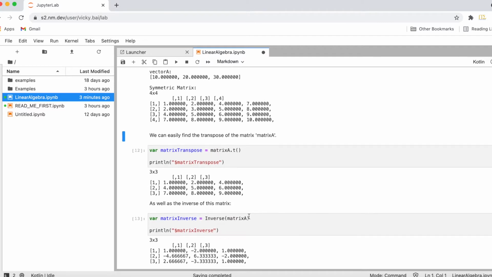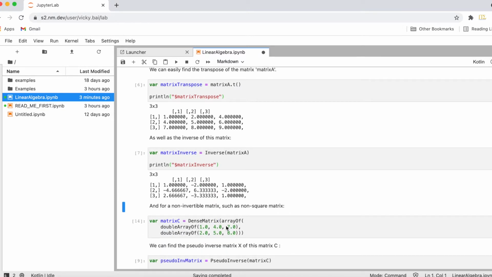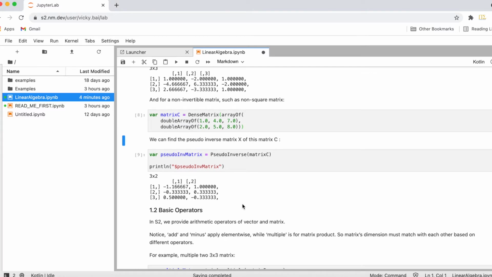We can easily find the transpose of the matrix A, as well as the inverse of this matrix. And for a non-invertible matrix such as a non-square matrix, we can find the pseudo-inverse matrix X of this matrix C.